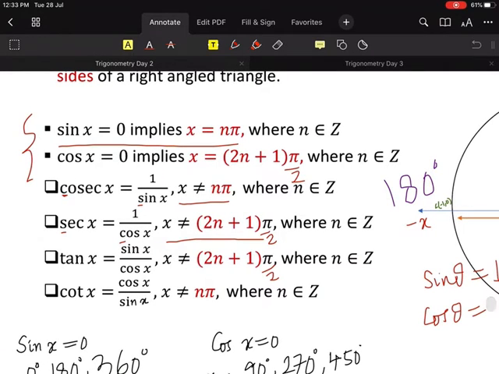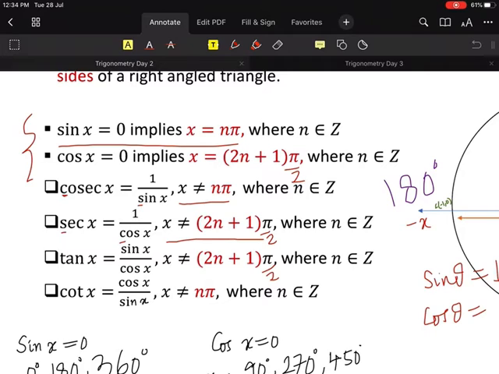Cosec x is equal to 1 by sine x. And cosec becomes undefined when x is equal to n pi, where sine x is equal to 0. Everyone, yes or no? Even sec x is equal to 1 by cos x. When does this sec x become undefined? When x is equal to 2n plus 1 pi by 2, when cos x is 0.